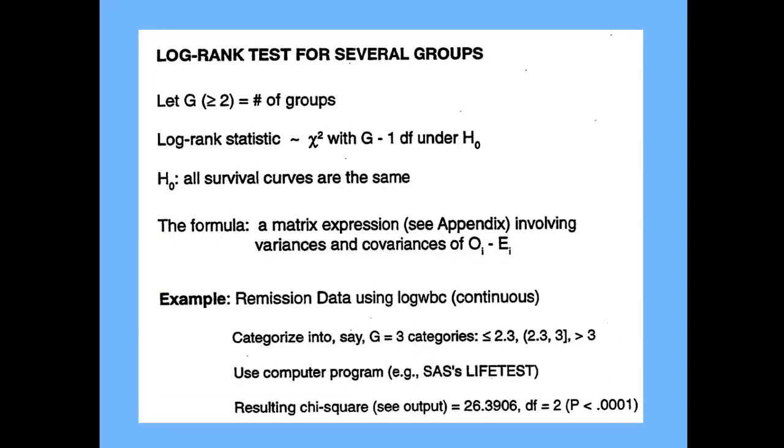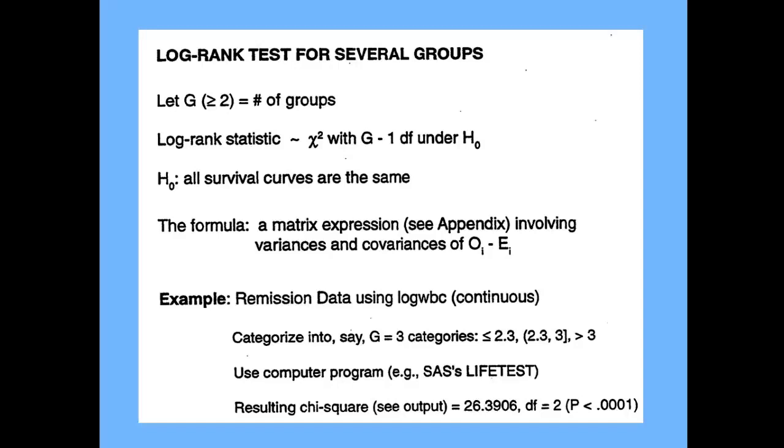Okay, now, if you're allowing the number of groups to be 2 or more, then the log-rank statistic is a chi-square, but it has G minus 1 degrees of freedom, where G is the number of groups. 3 groups, meaning it's a 2 degree of freedom test. 5 groups, it's a 4 degree of freedom. And the null hypothesis is that all survivor curves are the same. If you reject it, you say somehow there's a difference between the 5 survivor curves you're comparing. It doesn't say where the difference is.